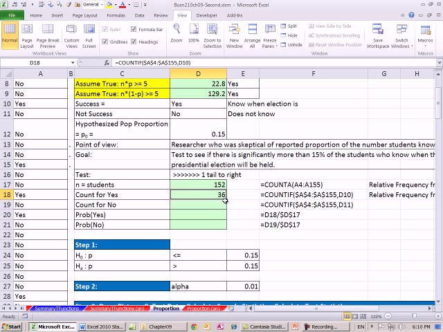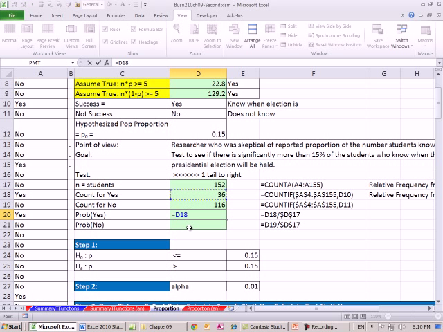Control Enter, and then when I copy it down, it got the right null. So we have 36 and 116. Now, this is our total. And now we can calculate our probability. By the way, this should look familiar. This is what we did in Chapter 2 when we did relative frequency, right?